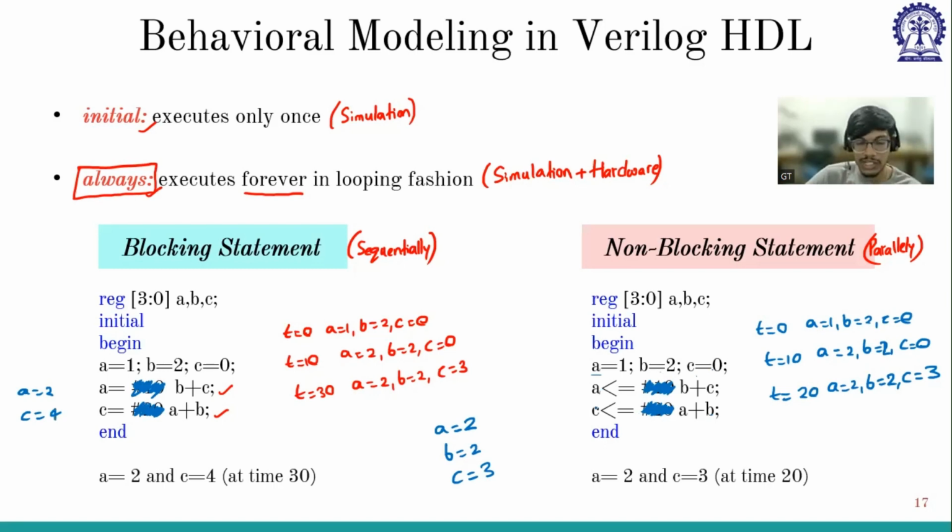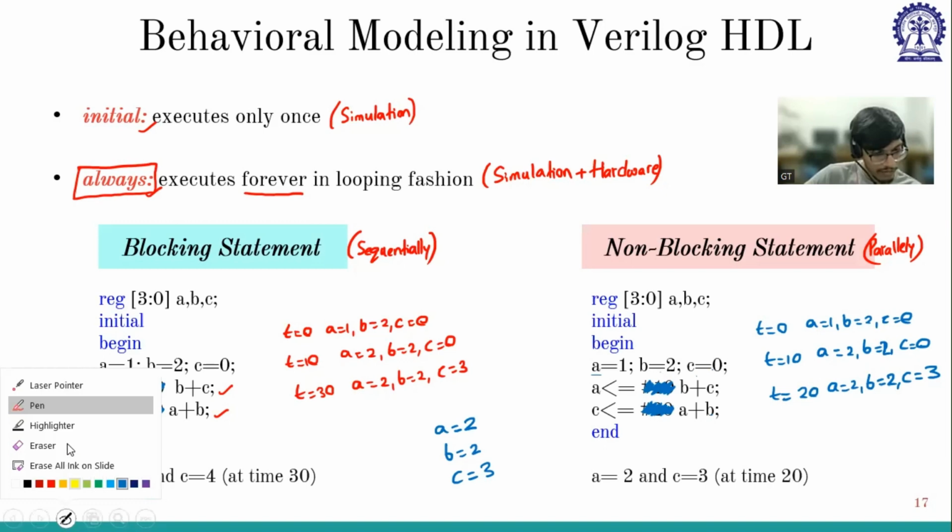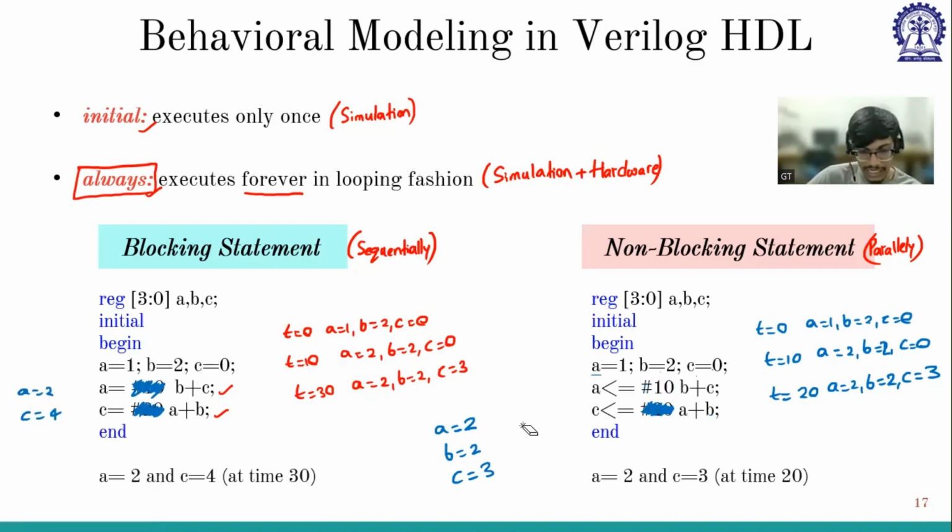Whereas here both are executing parallelly. If this and this are happening parallelly, when C is executing, what is the value of A? A is the old value, because this has not happened yet. But when we put this #10, this value will be reflected after t equal to 10. And this is #20, which means this C value will be reflected after 20.